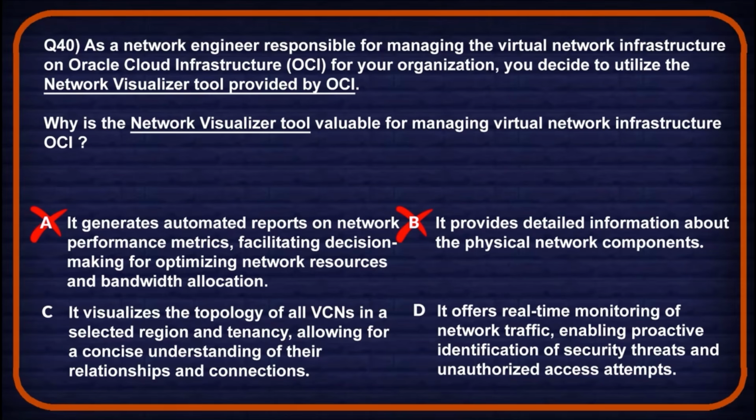Let's keep it. Moving on to option number D. It offers real-time monitoring of network traffic, enabling proactive identification of security threats and unauthorized access attempts. Network Visualizer does not provide real-time traffic monitoring or threat detection capabilities. So option D is not a correct choice again. So option C will be the correct one.